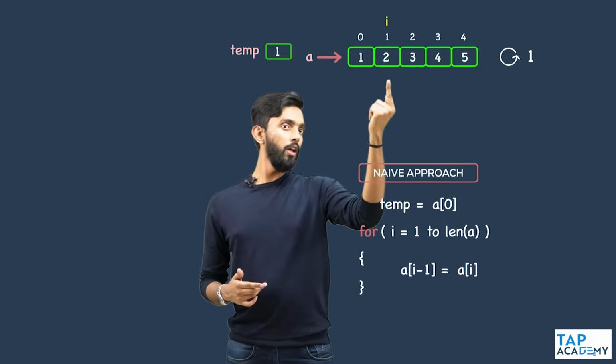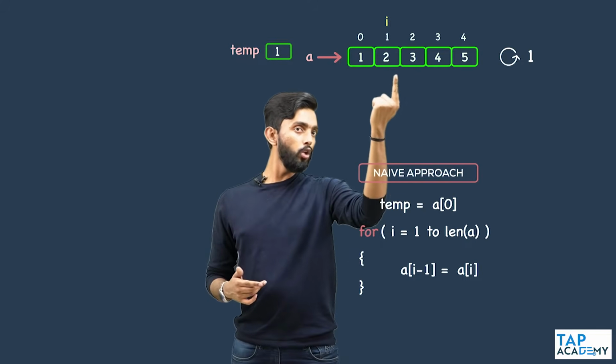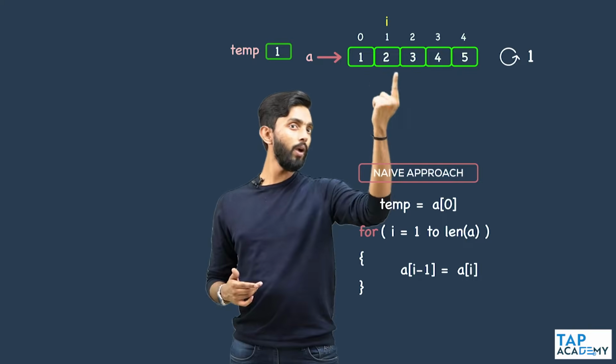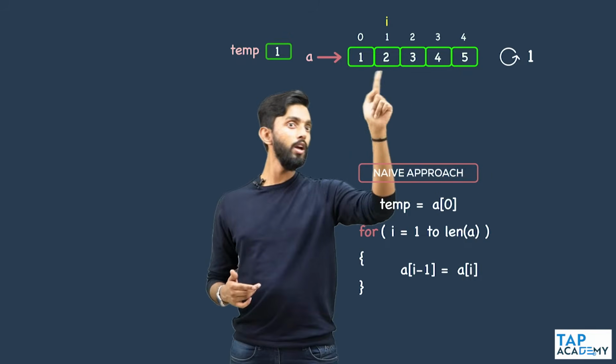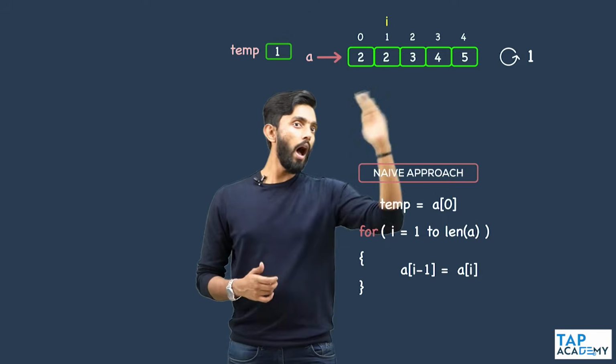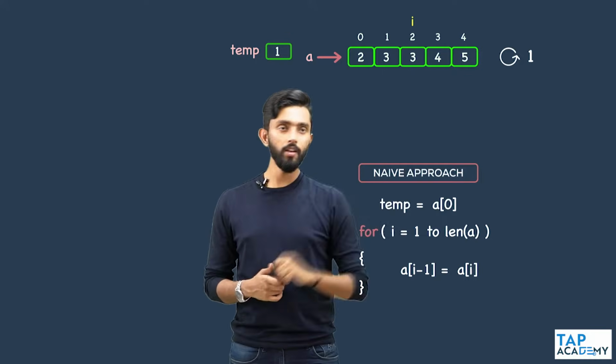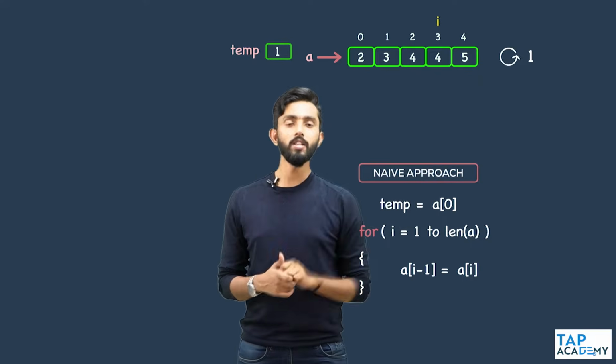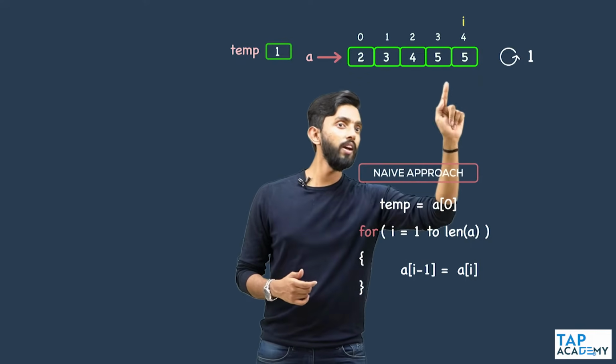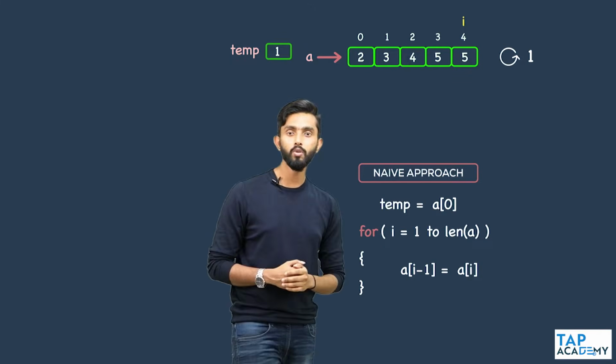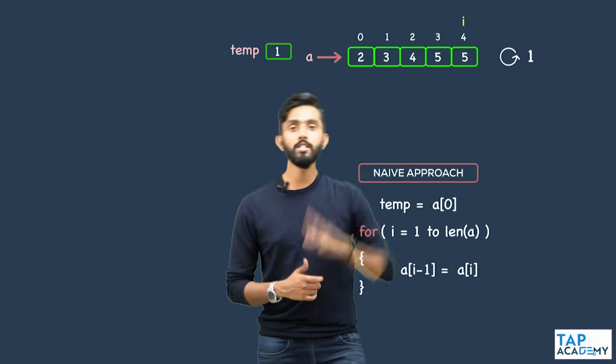If I do that, A of i is 2, right? 2 I am assigning to A of i minus 1. 1 minus 1 is 0. So 2 gets assigned here. i moves forward, 3 gets assigned here. i moves forward, 4 gets assigned here. i moves forward, 5 gets assigned here. Any confusion till there? Now what about the last element?